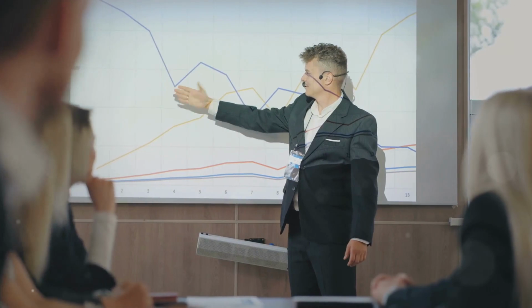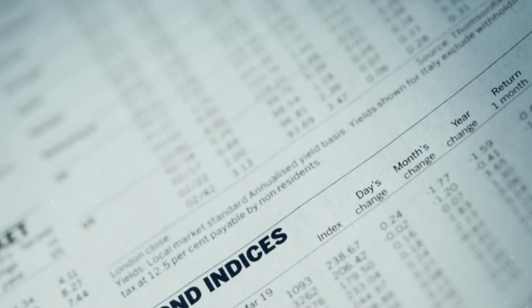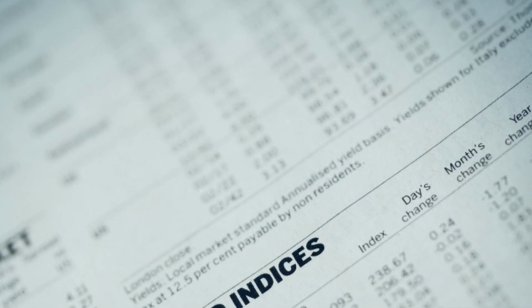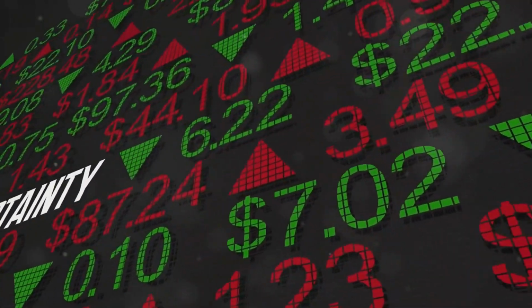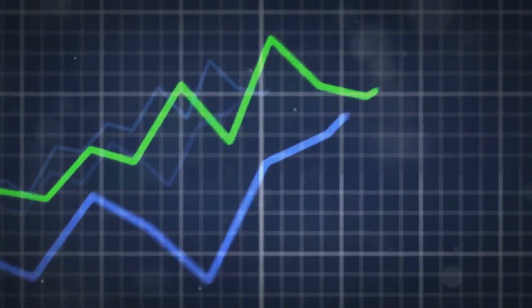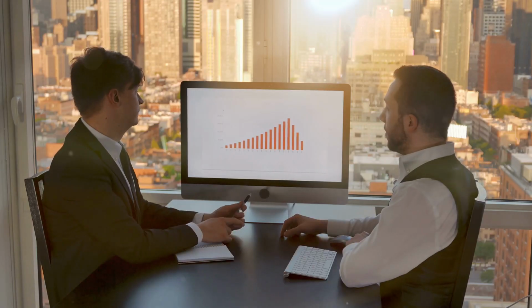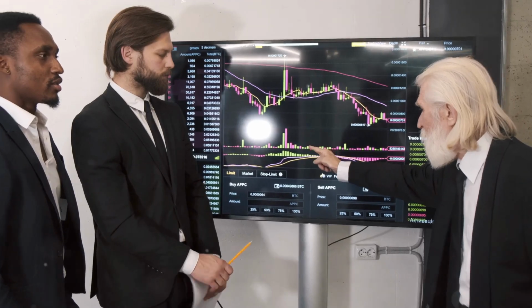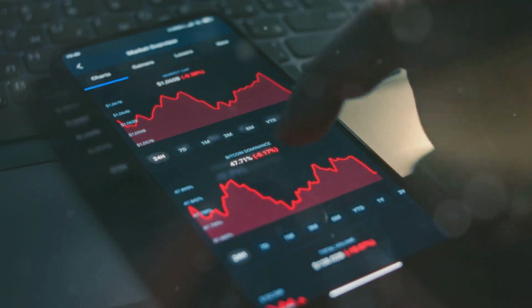A flat yield curve shows that yields on short-term and long-term bonds are very close to each other. This suggests uncertainty in the economy. It may indicate a transition period, either before the economy moves into a slowdown or recession, or before a period of growth. A flat curve can signal that the economy is at a turning point, with investors unsure whether growth will accelerate or decelerate.